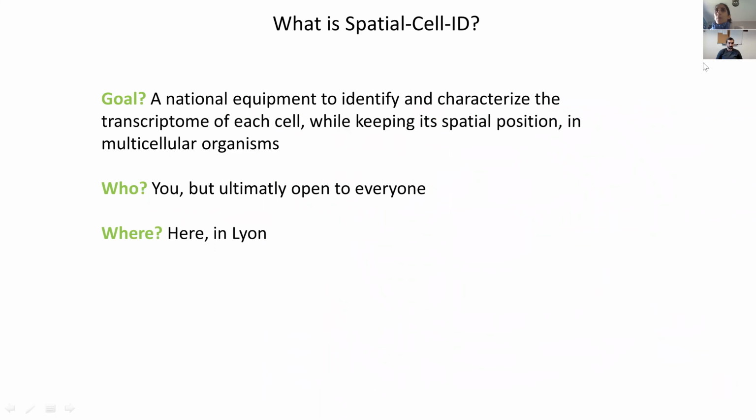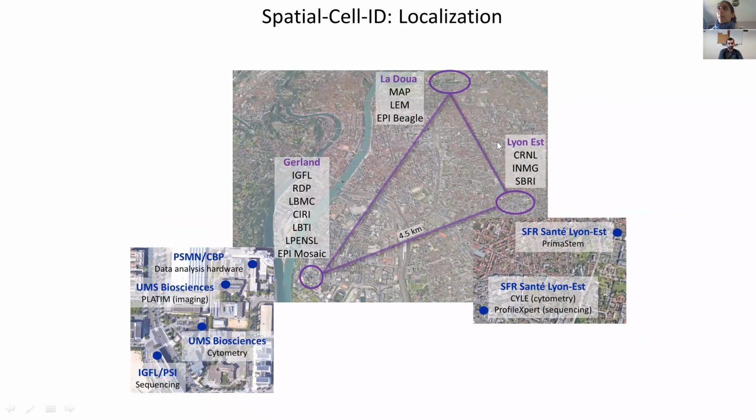So where is this going to happen? Here in Lyon. As I told you, there are many units that are already interested and involved, either in Gerland, in Lyon-Est, or in Ladois. But the equipments themselves will be located either in Gerland, at the UMS Biosciences, at the PSMN CBP, or at the sequencing facility of the IGFL, or at the SFR Santé Lyon-Est, either in the core location of the SFR or at the SBRE.